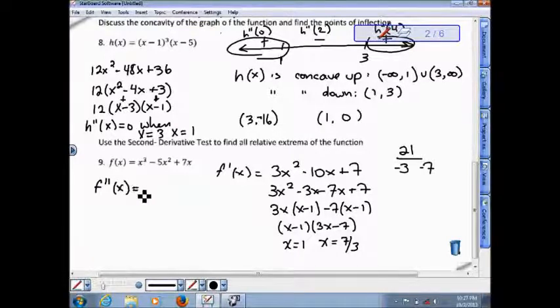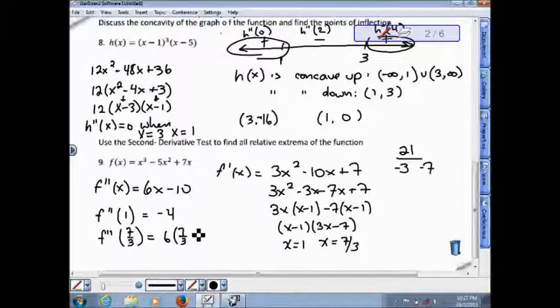So the second derivative now is equal to 6x minus 10. If we evaluate the critical numbers into the second derivative, f double prime of 1 is equal to negative 4, and f double prime of 7/3 is a little bit harder to find. You take a 6, multiply it by 7/3, subtract 10. 3 goes into 6 twice. 2 times 7 is 14. 14 minus 10 is 4.